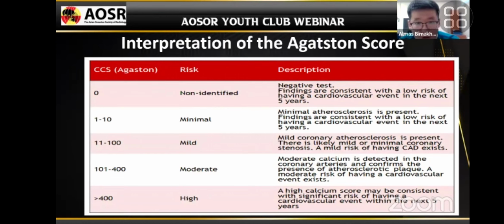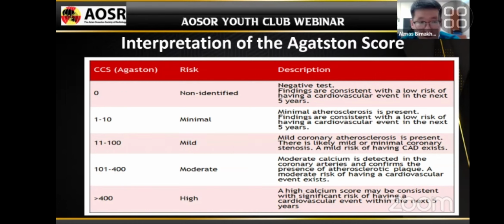So, interpretation of Agatston score. If the score is equal to 0, then risk is non-identified. It has negative test. Findings are consistent with a low risk of having a cardiovascular event in the next 5 years. From 1 to 10, it has minimal risk. So minimal atherosclerosis is present. Findings are consistent with a low risk of having a cardiovascular event in the next 5 years.